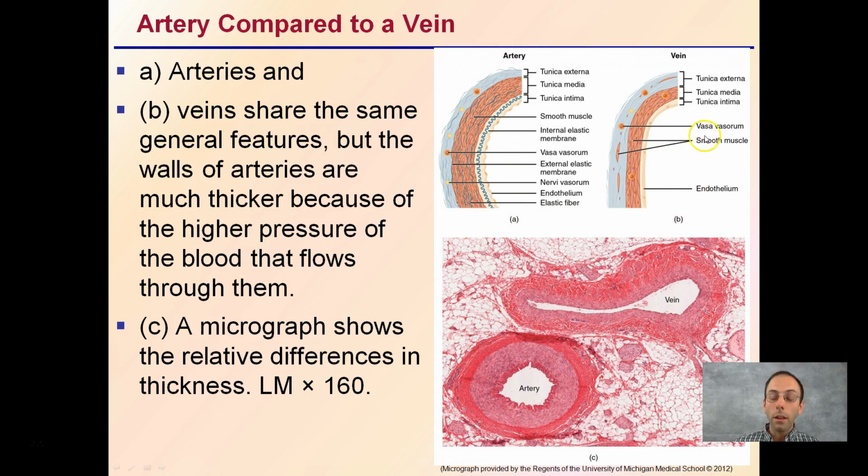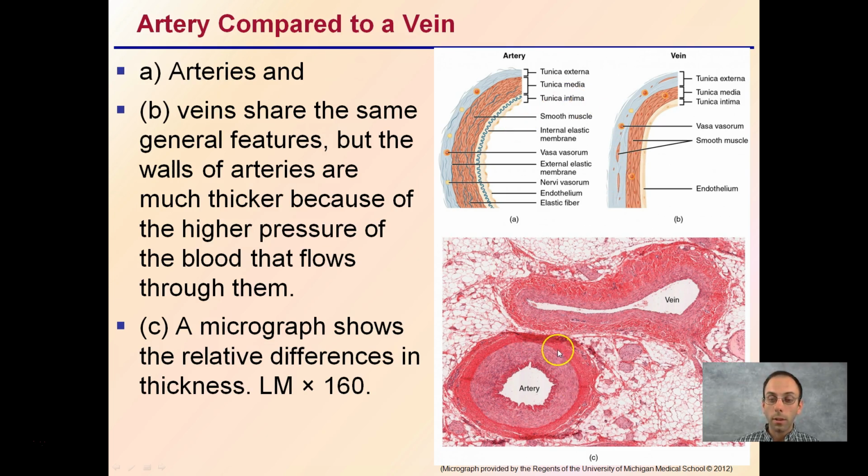Now, they share the same general features, but the walls of the arteries are much thicker because of the higher pressure they have to endure. Here's a micrograph comparison that shows the relative differences in thickness. It's a little harder to tell in this image, but in the pictorial here with the labeling, it's very easy to tell the much thinner appearance of the vein compared to the artery.